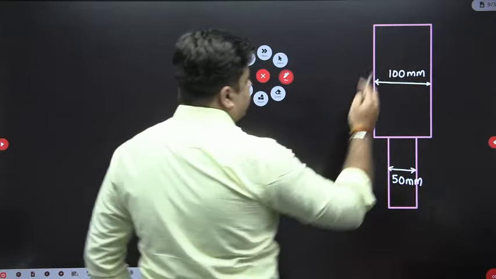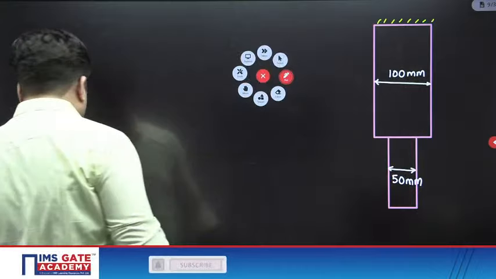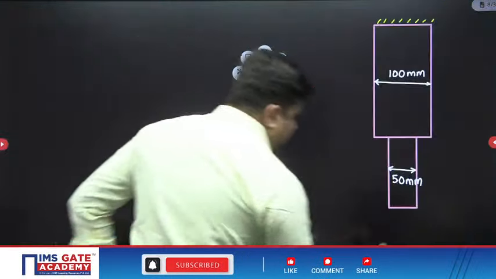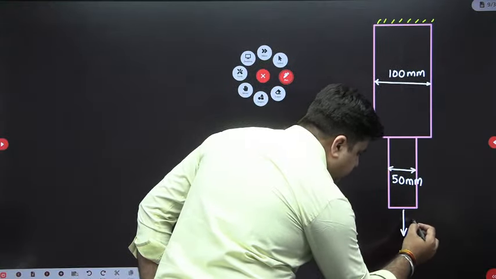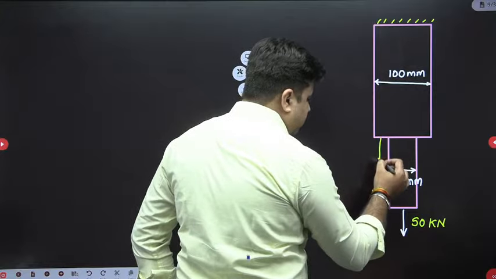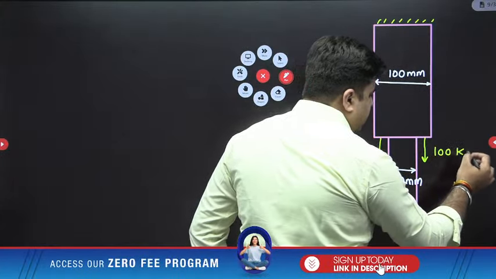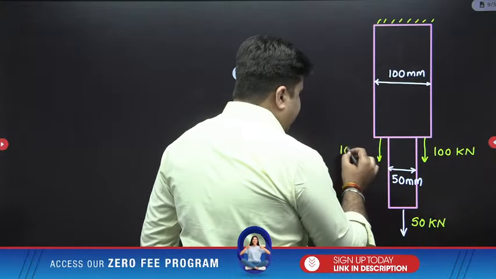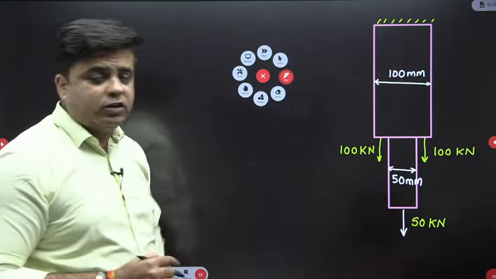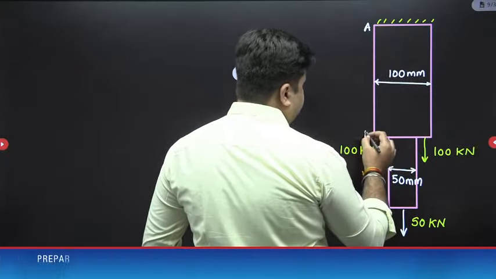Now this hanger is subjected to 3 loads. This hanger is subjected to 50 kilonewton here and 100 on either side. So I will apply a 50 kilonewton load here, and a 100 kilonewton load on either side. This is 100 and this is also 100. Actually, the analogy of drawing the free body diagram is very important, because if you can understand that analogy, this becomes very simple. So let me name this A, B and C.